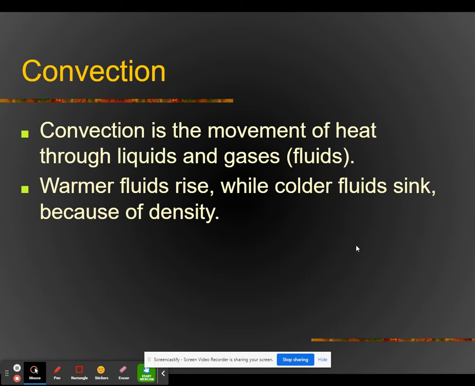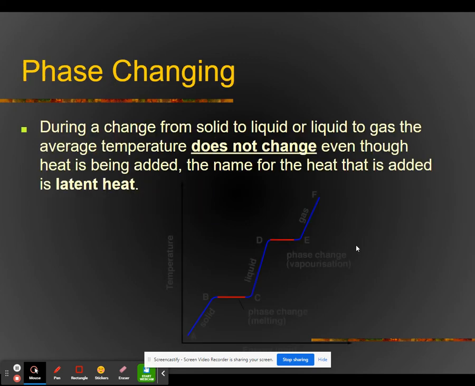And that's because cold water is more dense. So in a way, it's heavier, and so it sinks. And then warmer water is less dense, so it's lighter and it rises. And we've covered this before, but this is just a review.